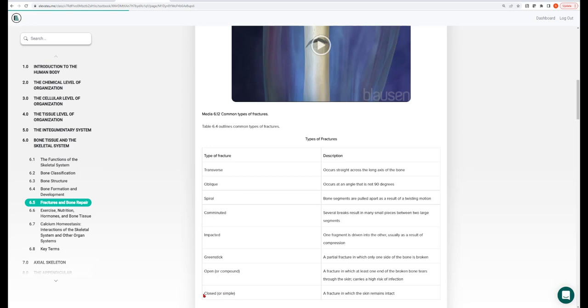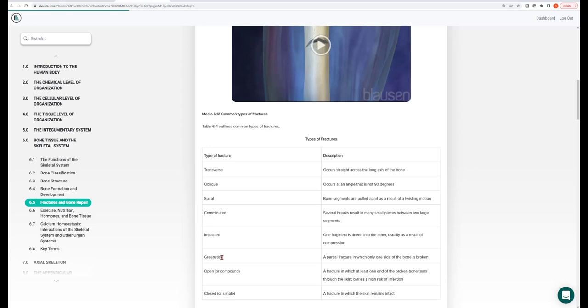A closed fracture is also called a simple fracture. Okay, closed or simple. And that is a fracture, as I said a moment ago, where the skin remains intact. So the bone broke inside, did not stick through the skin. An open or a compound fracture is one where at least one of the broken bones tears through the skin. Again, a high risk of infection if not dealt with.